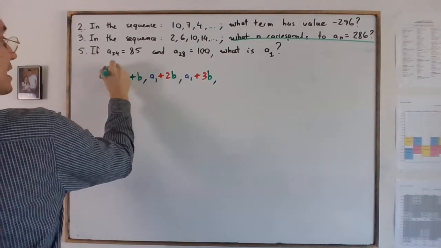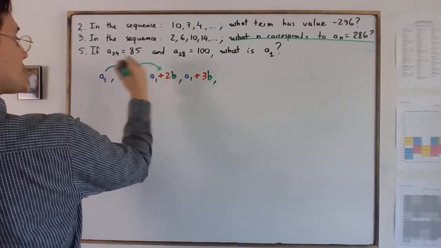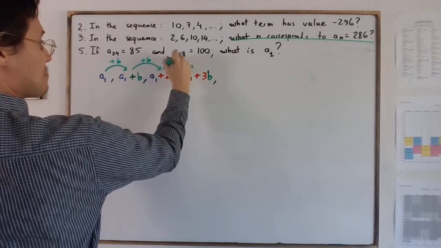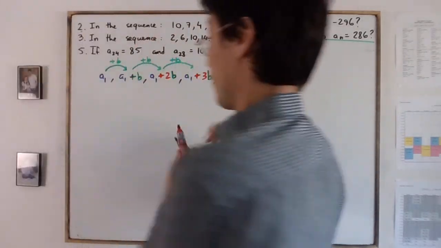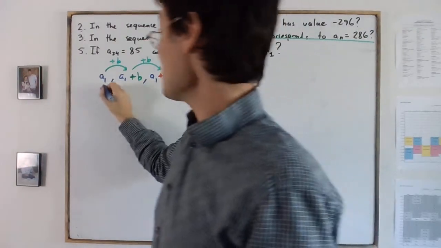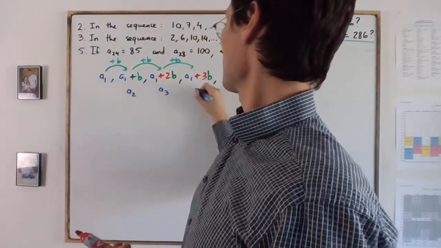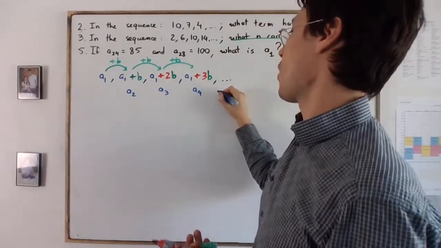What I want you to recognize is that we're adding B every time. So we're adding B, and adding B, and we continue like this forever, right? And this is A1, but obviously this is A2, this is A3, this is A4, and so on.